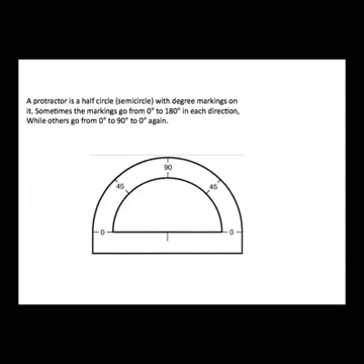Now, angular measurement is a little bit different than temperature measurement. Angles work from 0 to 180 degrees. 180 degrees is a straight line, and 90 degrees is a right angle. You use a protractor to measure these. A protractor is a half circle with degree markings on it.